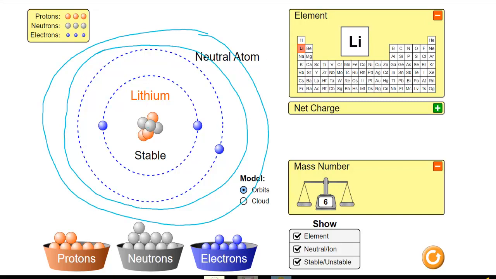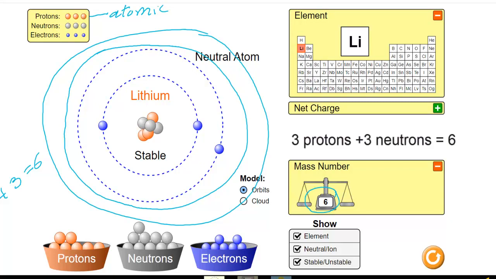So now we know that an atom of lithium has 3 protons and it has 3 neutrons. 3 plus 3 equals 6, and that's the mass number. So the atomic number for lithium is 3. That's the number of protons or electrons. And the mass number is 3 plus 3, the number of protons plus neutrons. And that will be the mass number.